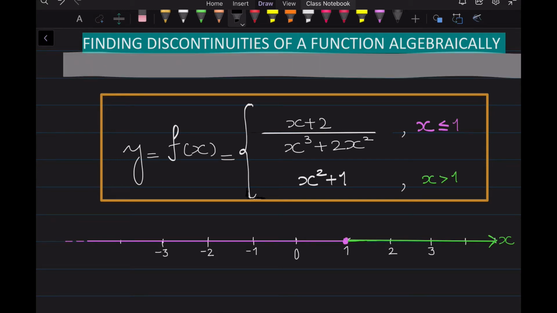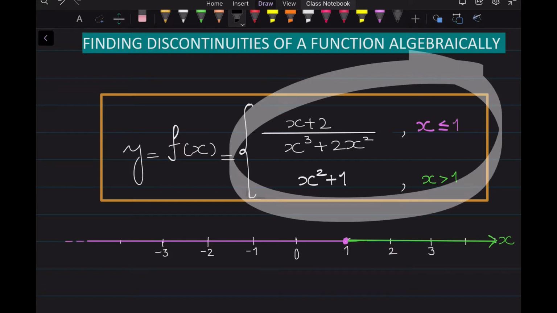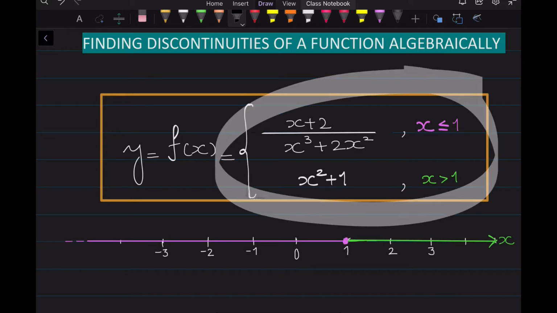This lesson is in continuation of the previous lesson where we discussed the discontinuities of a function graphically. Now in this lesson we are going to do the same algebraically. That is, we are going to figure out the discontinuities of a function when a function is defined by a formula. So I have taken this function as an example. So how do we detect the discontinuities of this function?